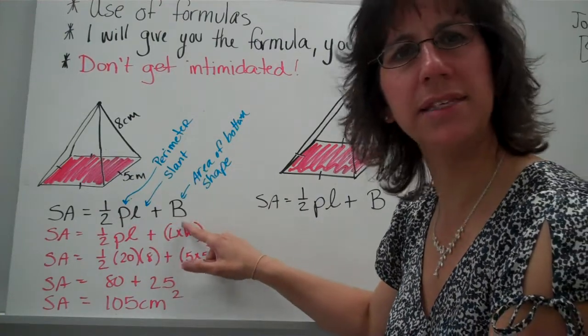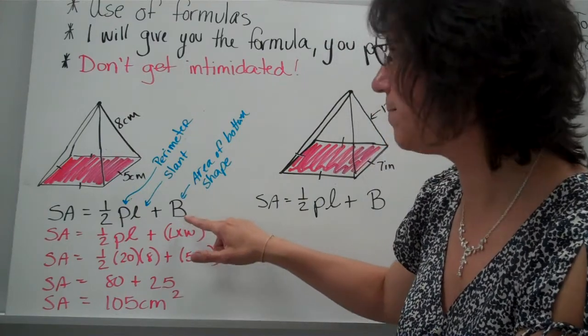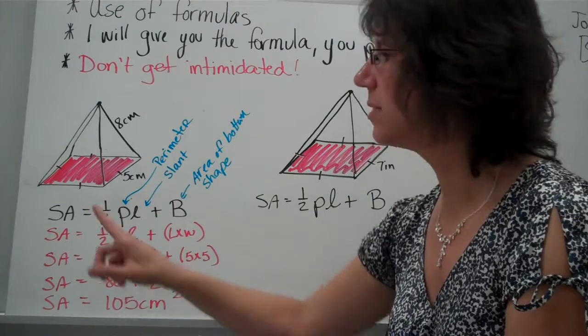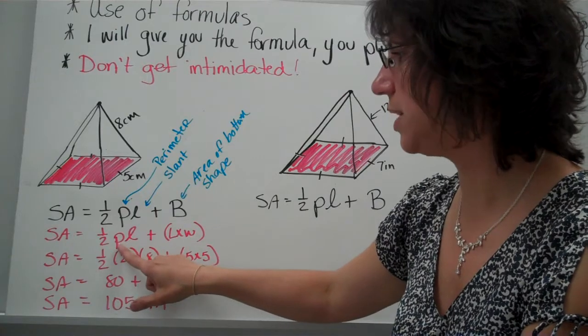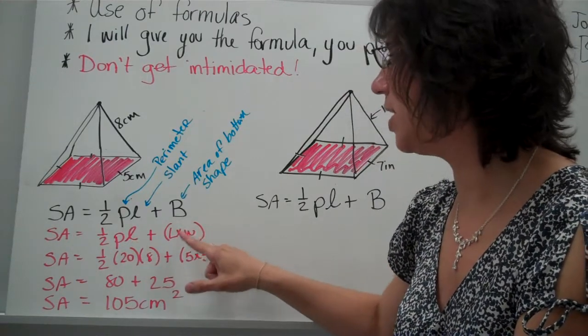And then big B. Anytime you see a big B in a formula, that just means the area of the base. Whatever the base shape is, area of the base. So we're going to break that down into little pieces. Here we have a square pyramid, so we are going to do 1/2 times the perimeter times the slant. And we're going to add to that the area of the base.